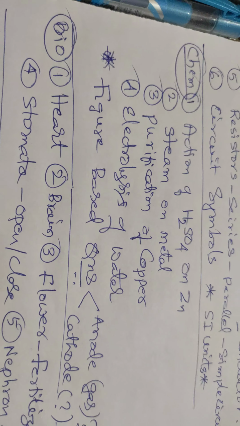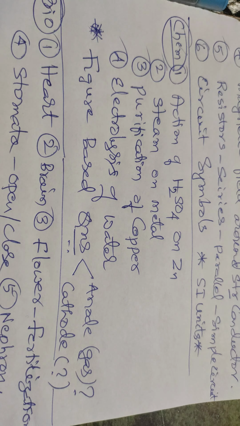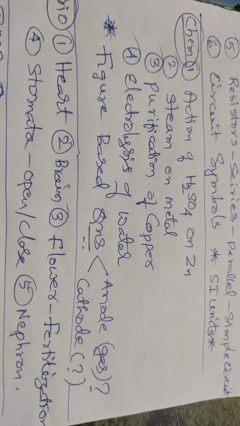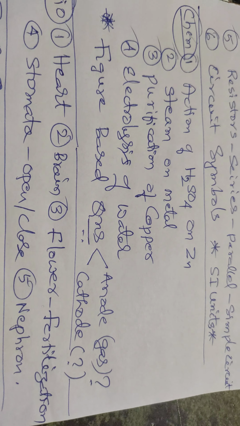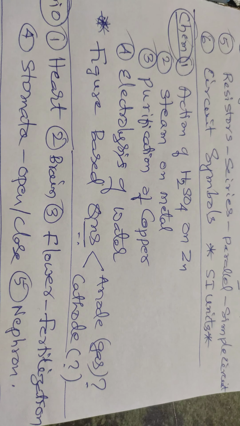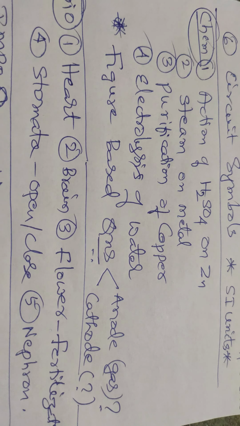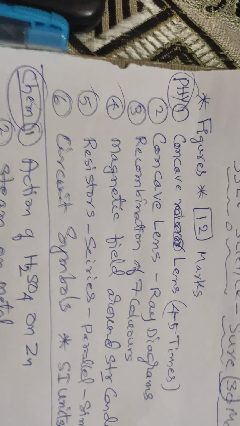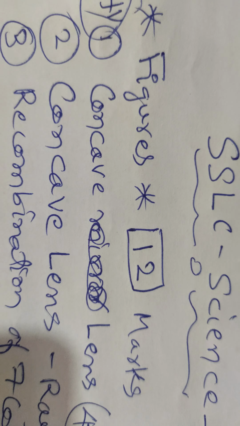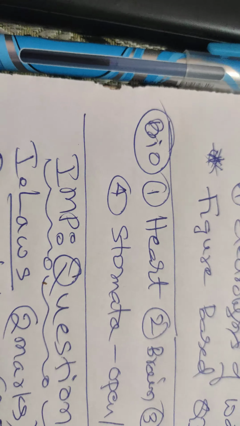After that, in biology, you will have heart, brain, fertilization in flower, stomata, open stomata, closed stomata, and nephron. These are the important figures you can remember in biology. So all in all, once again I will repeat, for 12 marks you will have figures according to the board model and also the preparatory. Now come to important questions.